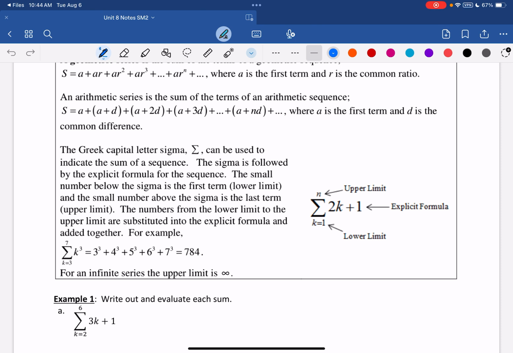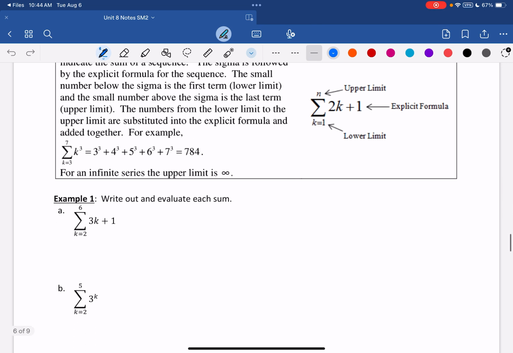The upper limit is above the sigma symbol. If it's an infinity, you know it's an infinite series. If it's a number, then you know it's finite. And then it tells you to sum them. So it says write out and evaluate each sum.